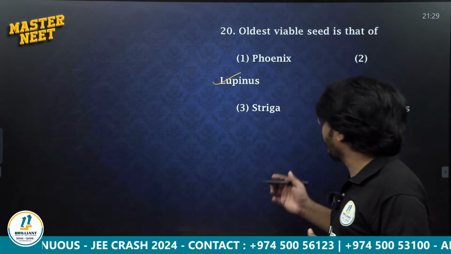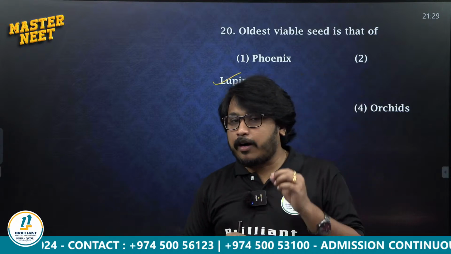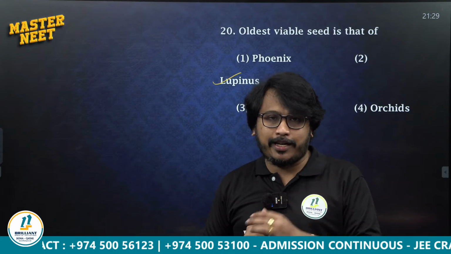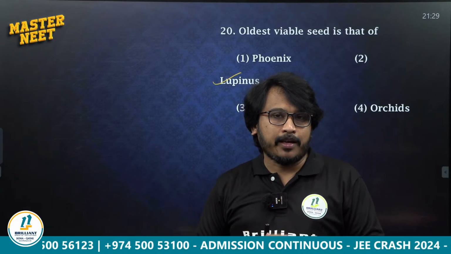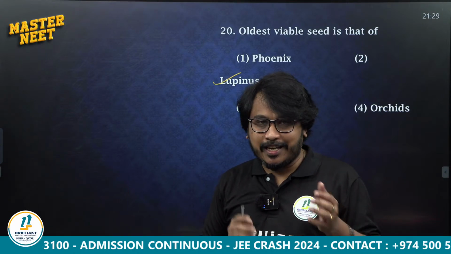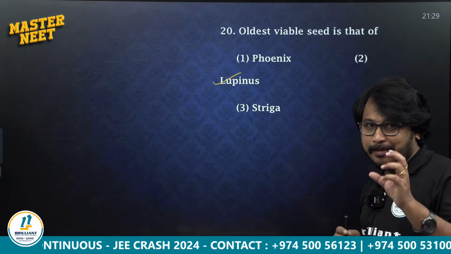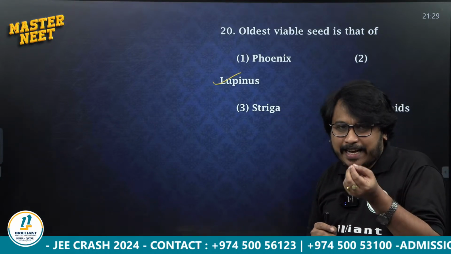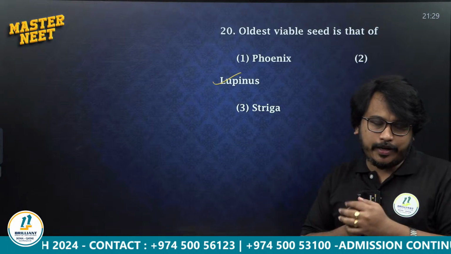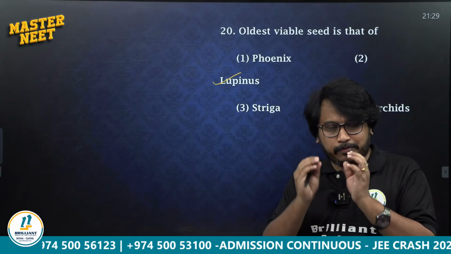Then the second example you should learn in NCERT is date palm, Phoenix dactylifera. It had a viability of 2000 years. It was excavated from King Herod's palace near the Dead Sea. That also you should learn. Then the remaining two examples, Striga, a parasitic plant with many tiny seeds inside. Even orchids have many tiny seeds inside. So please go through all these points.